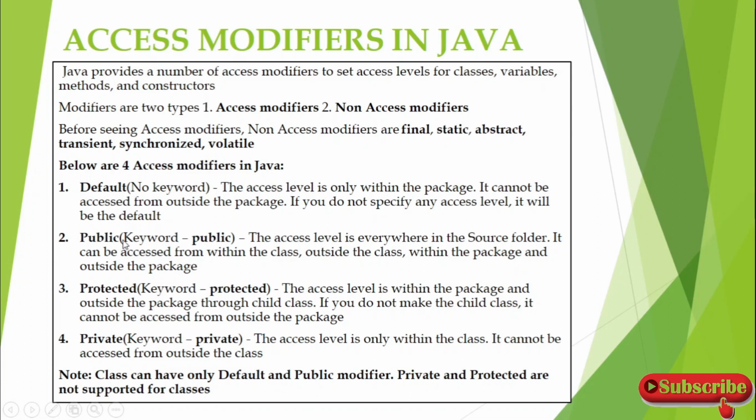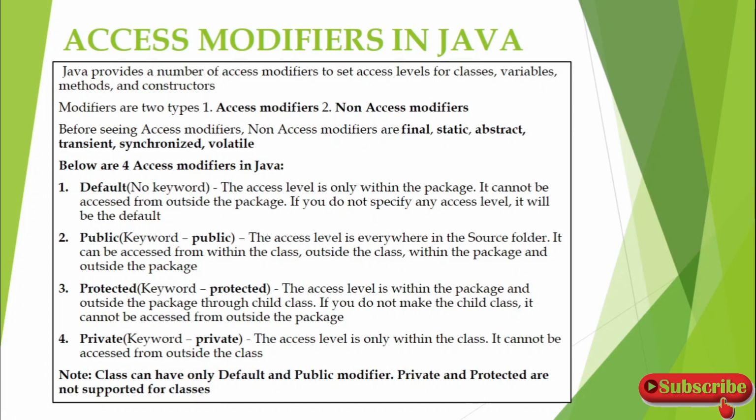And the second one is public. The keyword you need to use is public. The access level is everywhere. So you can access inside the class, outside the class, and outside the package as well. The third one is protected, and the keyword you have to use before the variables or methods is protected. This access level is within the package, and outside the package, if it is a child class, then you will be allowed to access those properties. And private is only within the class. If you go outside the class, you will not be able to access those properties.